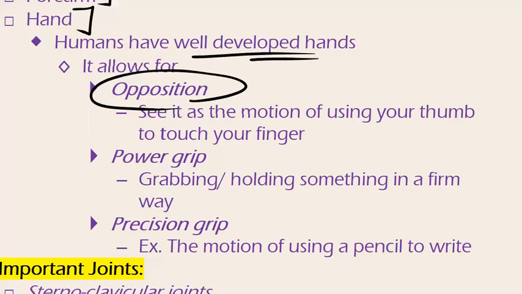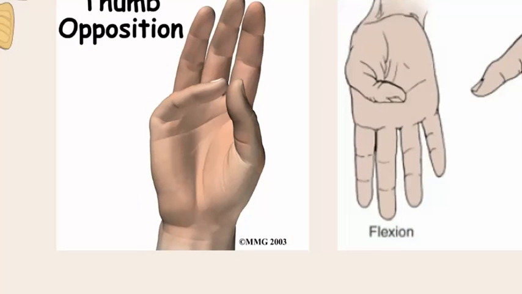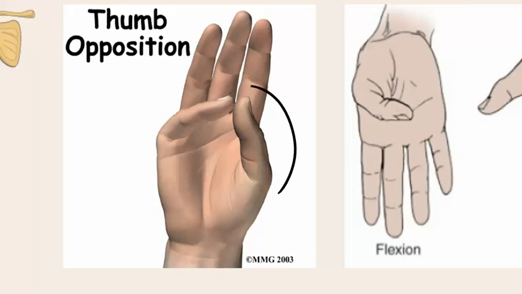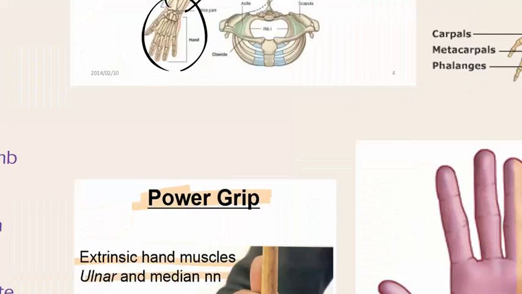So the easiest way to think about opposition is where you take your thumb and you basically try to touch one of your fingers like that. So this is opposition, and this is an example of it. The motion of taking your thumb and touching one of your fingers is opposition. So the ability to do that is opposition.